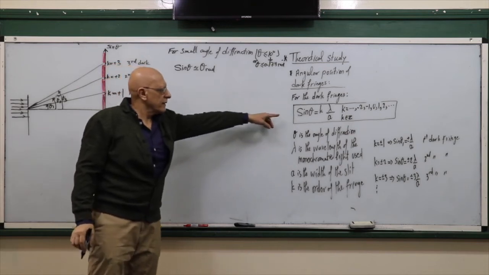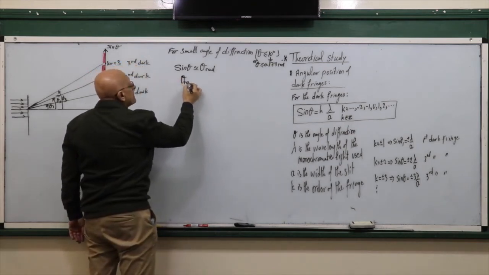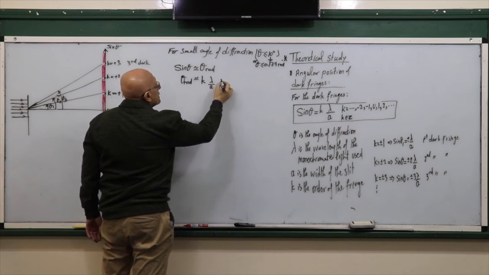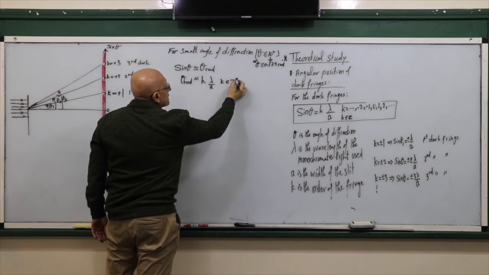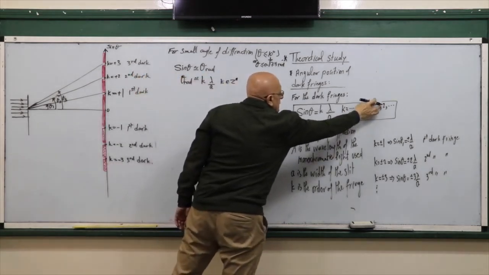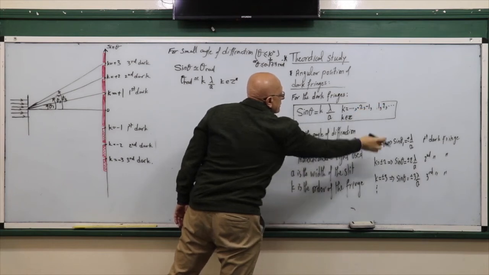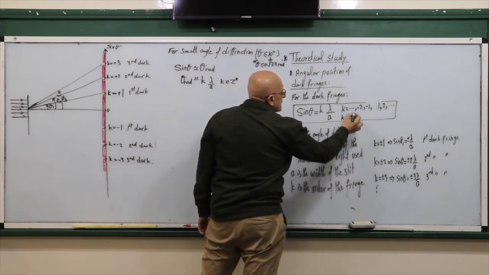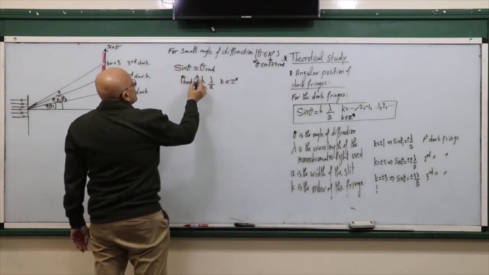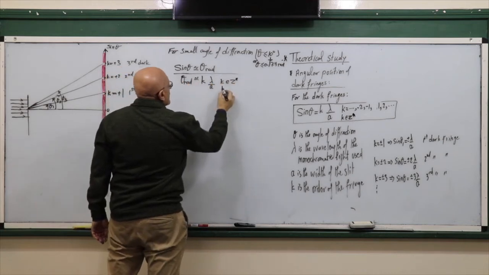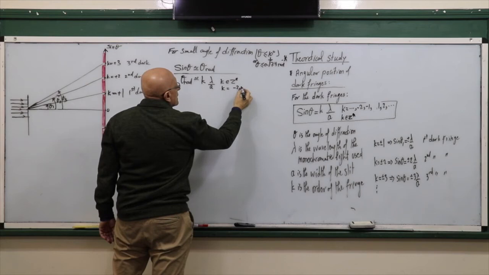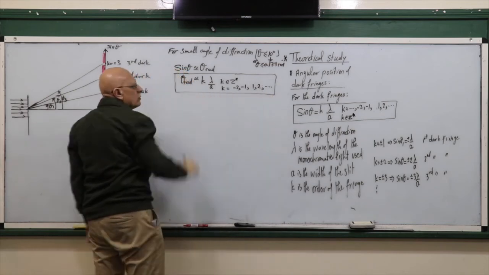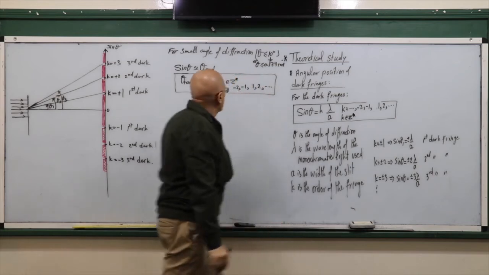And the formula becomes theta in radian is approximately equal to k lambda over a, where k belongs to Z star. Sorry, here no zero. K is minus 2, minus 1, 1, 2, k belongs to Z star. So you have the formula here, k equals minus 2, minus 1, 1, 2, etc. k equal 0 is not included.